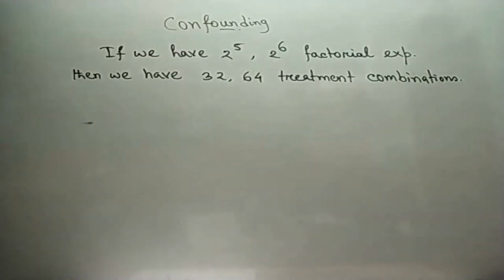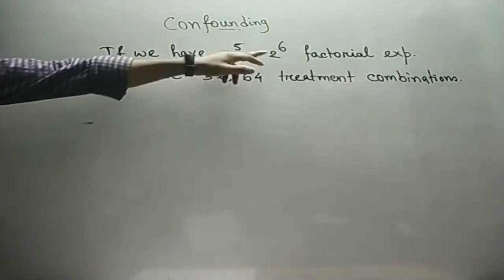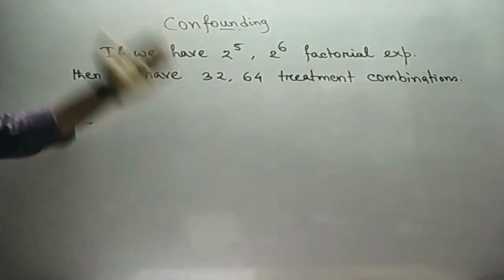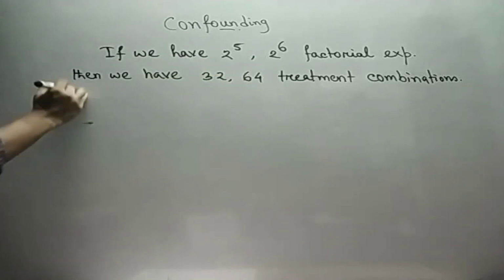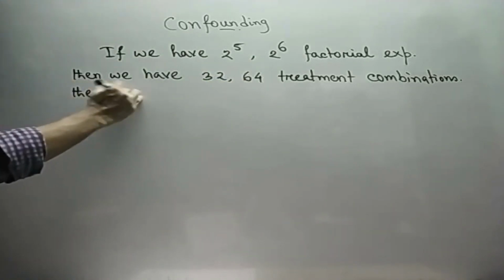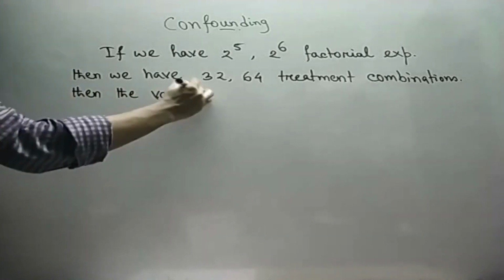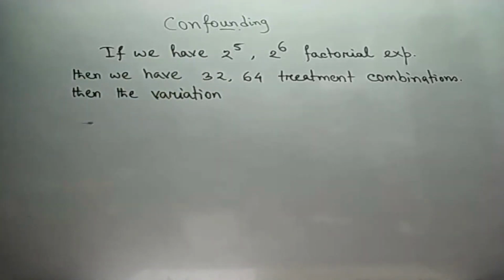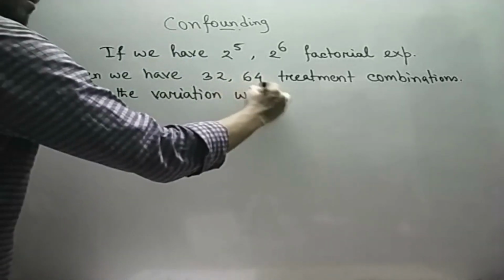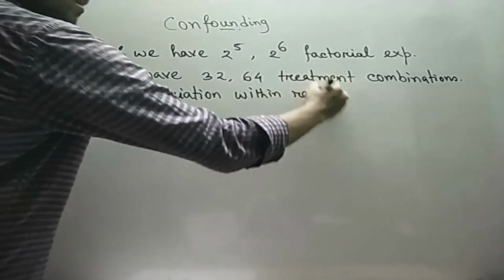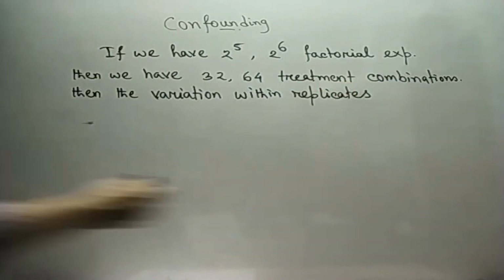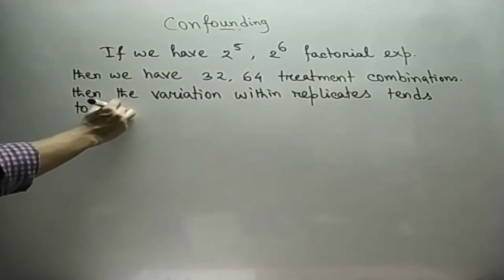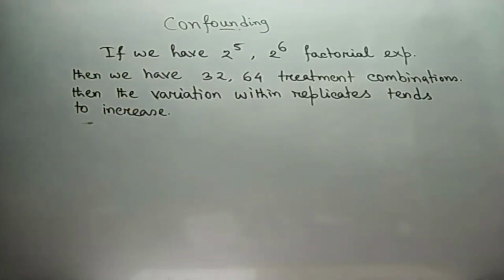Okay, so 32 or 64, even if we take let's say 2 to the power 7 or 2 to the power 8, then the values will be larger, obviously. Then what happens? Then the variation within replicates tends to increase. Okay, and why?